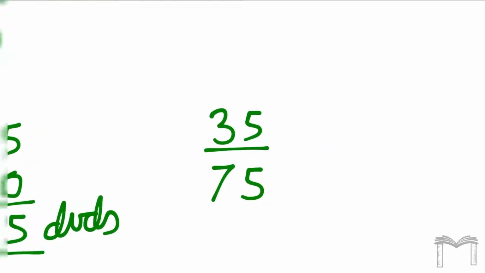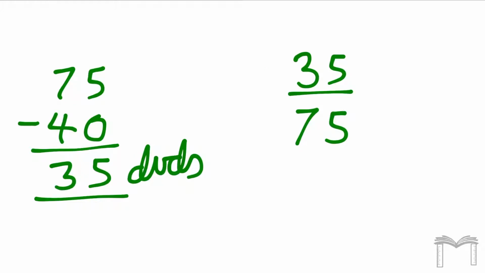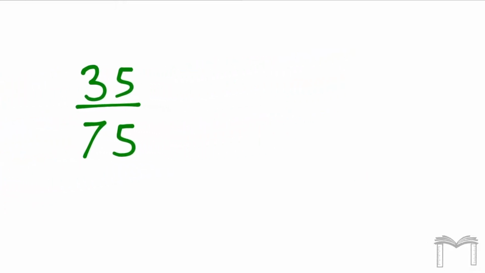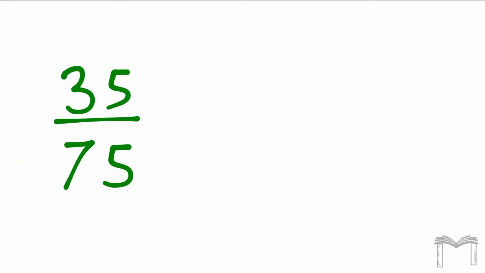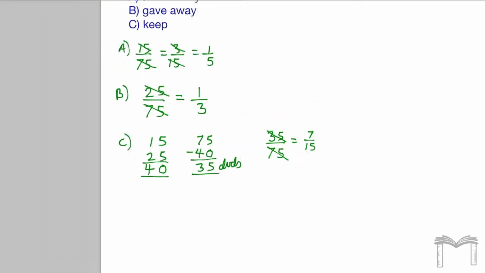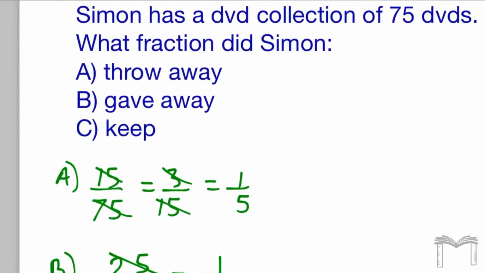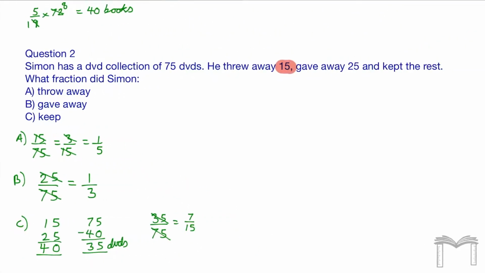So keep in mind, you can always write a fraction as a certain amount out of a certain amount. In most cases, these worded problems, we would need to use a certain amount out of the total. Okay, so 5 into 35 is 7, and 5 into 75 is 15. So Simon keeps 7/15 for himself.